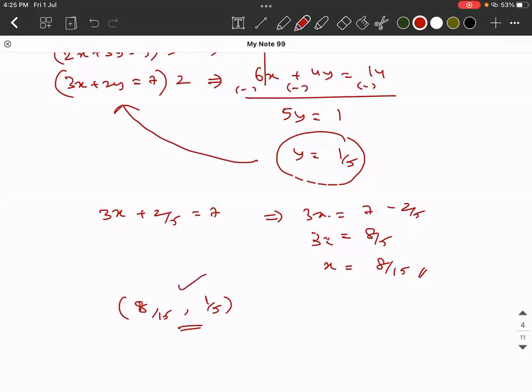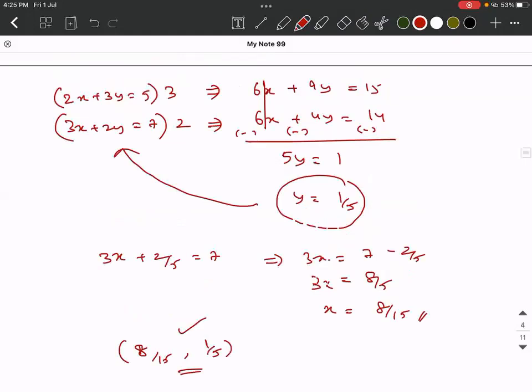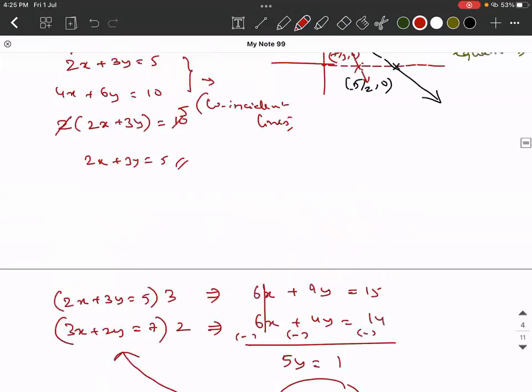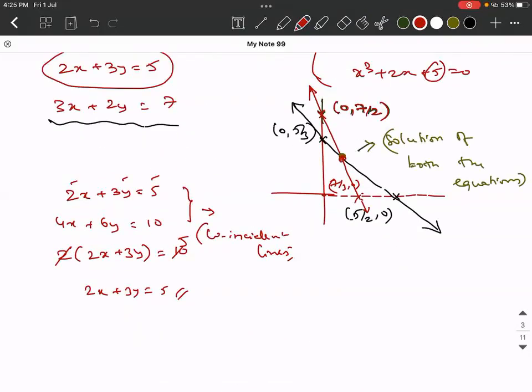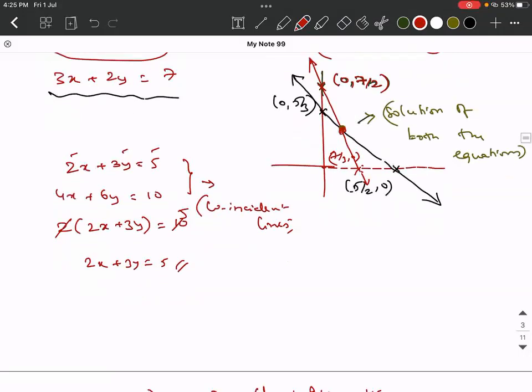Is it not lying in the first quadrant? So they are lying in the first quadrant. Our graphical diagram is also saying they are lying in the first quadrant. It's a validation, right?